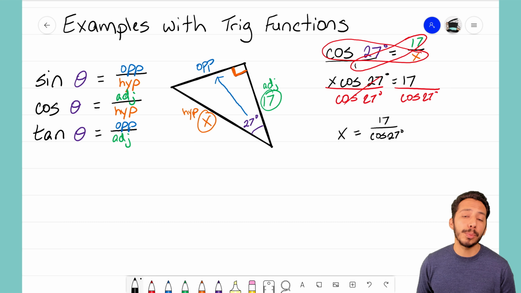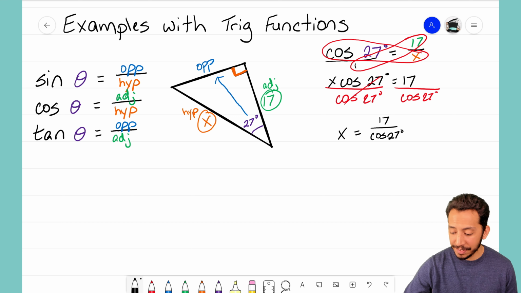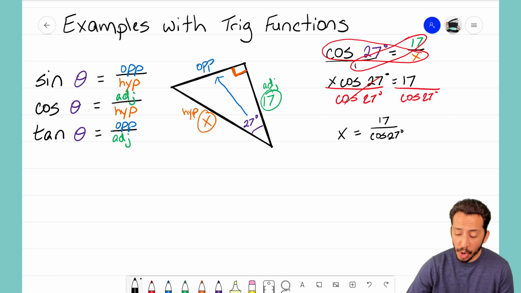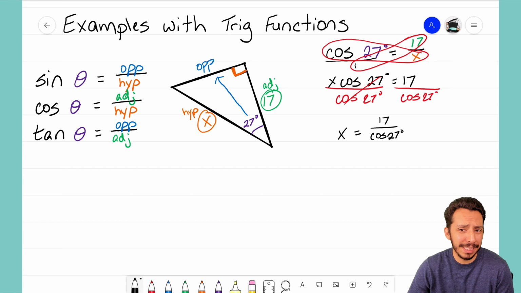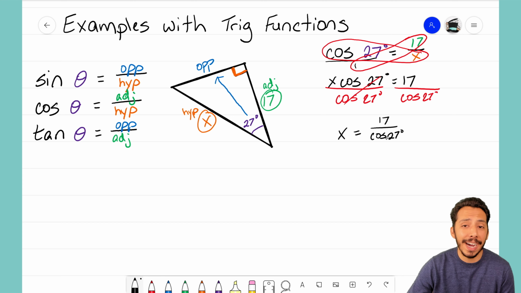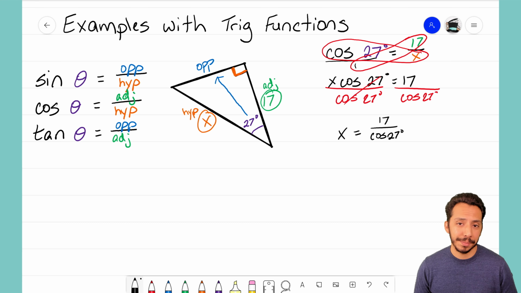Now, this problem required an extra step, and the reason why is because the variable of x was in the denominator. When your variable is in the denominator, you're always going to have to take this extra step of dividing out the trig function. It's just an extra step. It's nothing too crazy. But what that means is you end up dividing those two sides instead of multiplying.